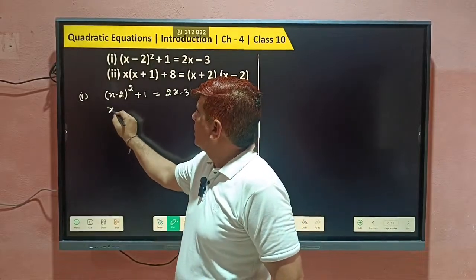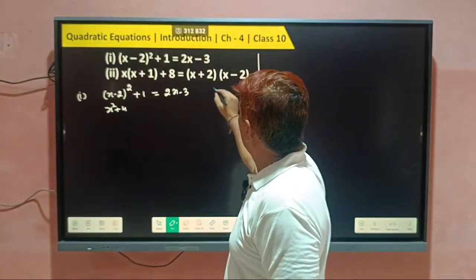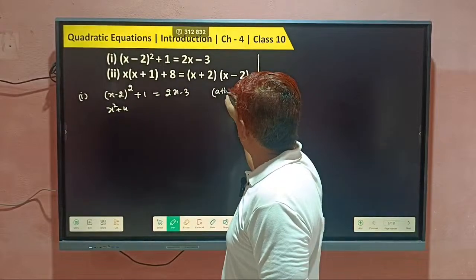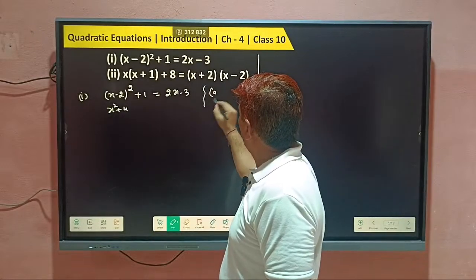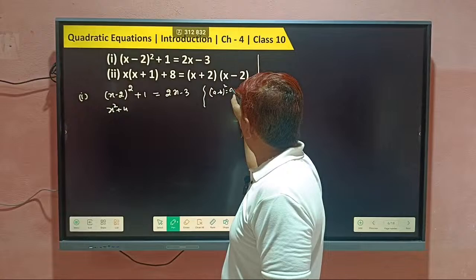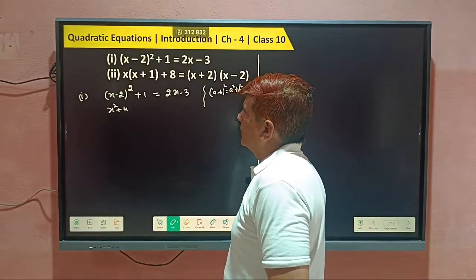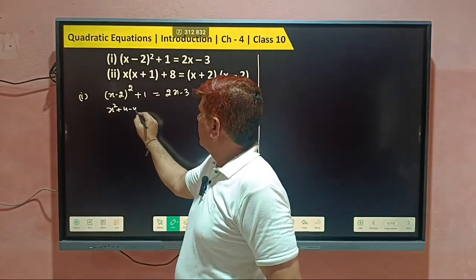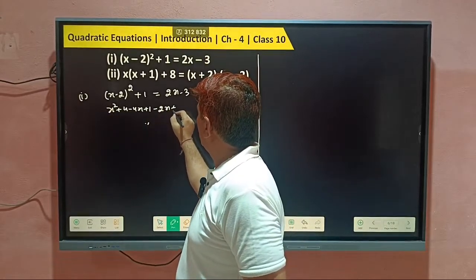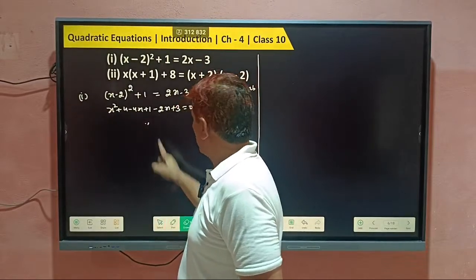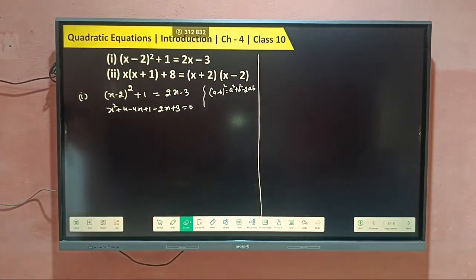So what it becomes? x square plus 4, using a minus b whole square, which is equal to a square plus b square minus 2ab. So x square plus 4 minus 4x plus 1 minus 2x plus 3 equal to 0. These we have taken on the left hand side.